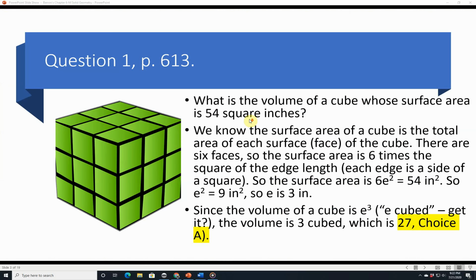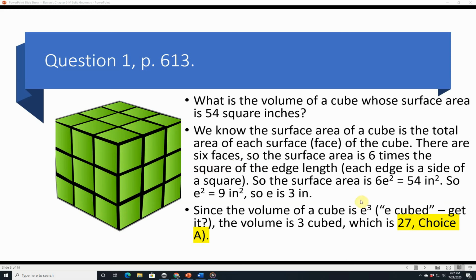All right, so let's go ahead here. Question 1, page 613. What is the volume of a cube whose surface area is 54 square inches? Well, we know the surface area of a cube is the total area of each surface or face, so each one of these big squares here. So the surface area is 6 times the square of the edge length, so this would be the edge length. Obviously, the area of one of these squares is just this edge times another edge. Since they're all the same, it's just this squared.